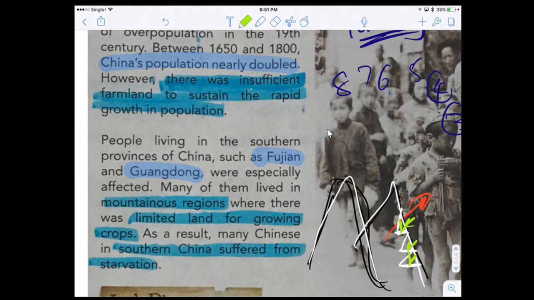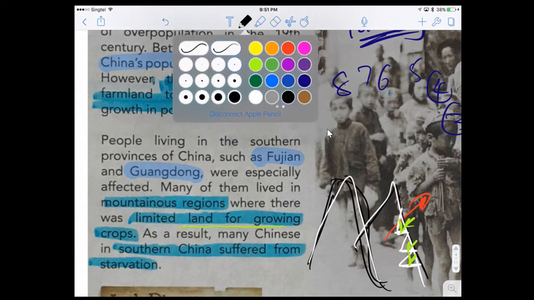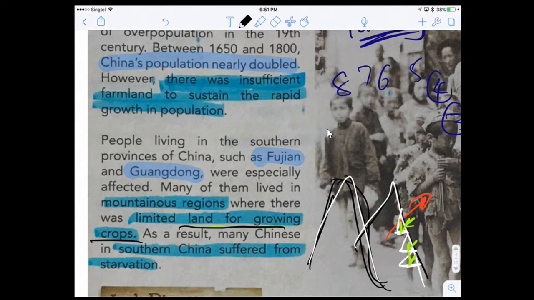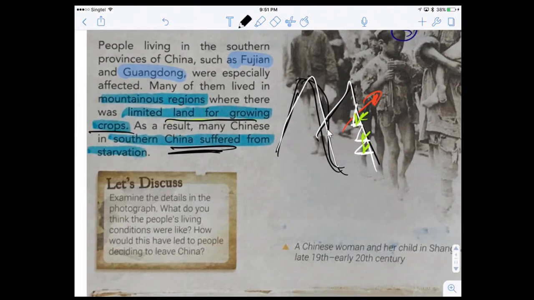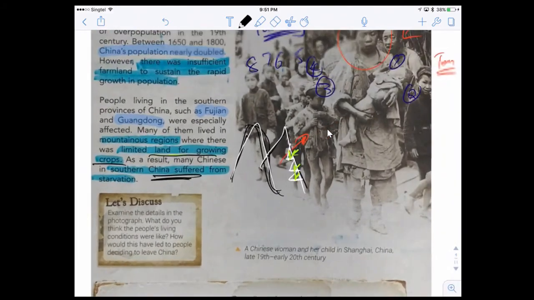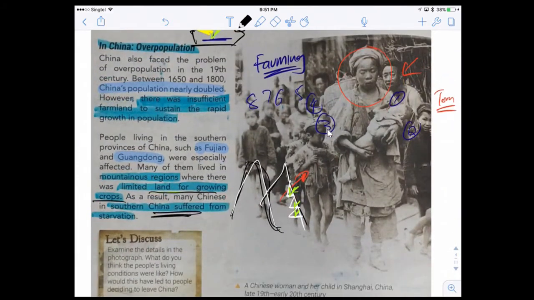Because these people live in mountain areas, and they are having more and more children, and they're having overpopulation, there's no food, right? You can't grow crops. You have no land for growing crops. So it's a serious thing. People are suffering. That's why the Chinese suffered. That's why they decided enough is enough. We are not going to stay here anymore. We're going to shift. So that is when they started shifting. Okay? So that is for Chinese overpopulation.